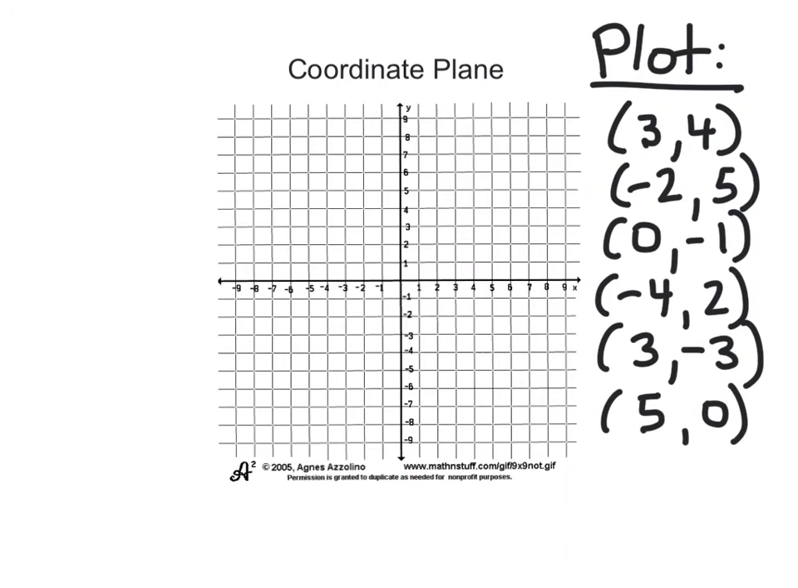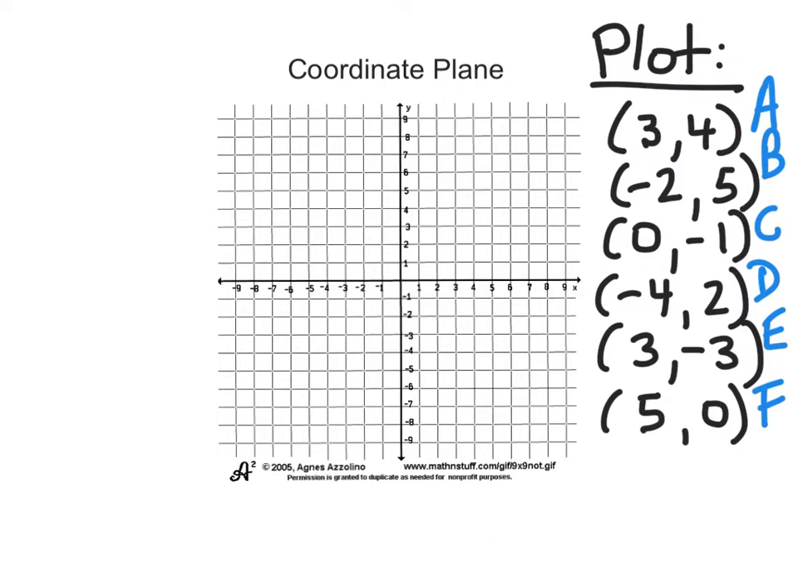Alright, so here we have a set of ordered pairs. And let's go ahead and label these. So we'll say this is A, B, C, D, E, and F. And here's our coordinate plane where 0, 0 is at the very center. Alright, so I'll plot the first couple and then I'll have you finish the rest and see how you do.